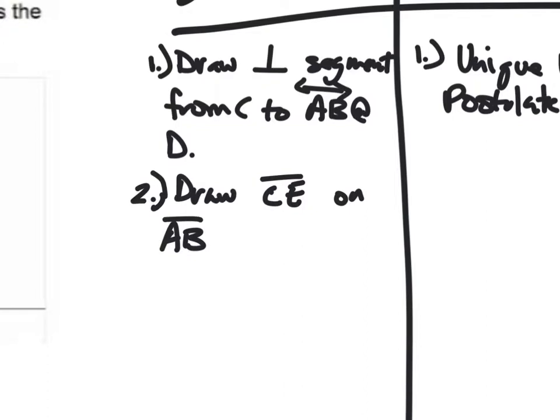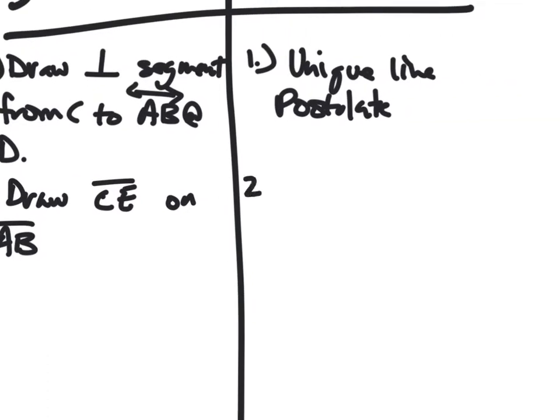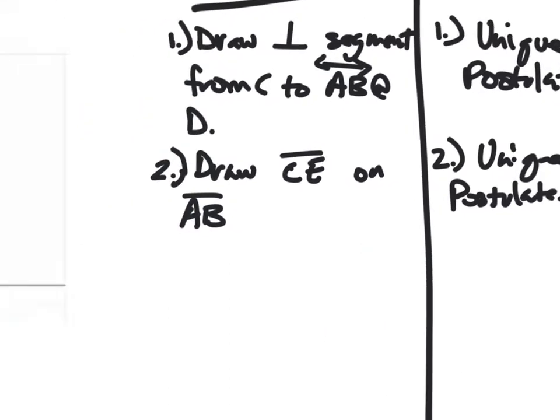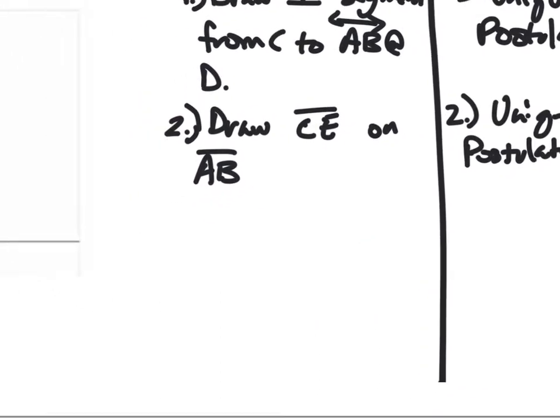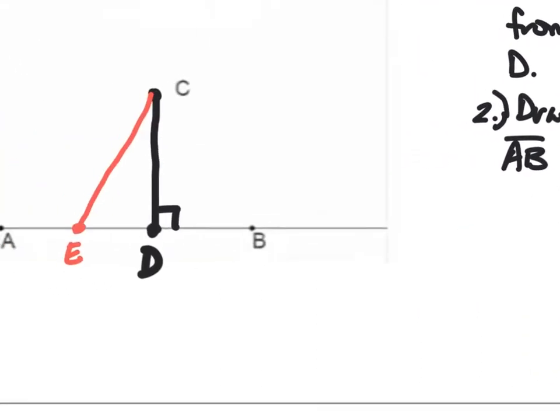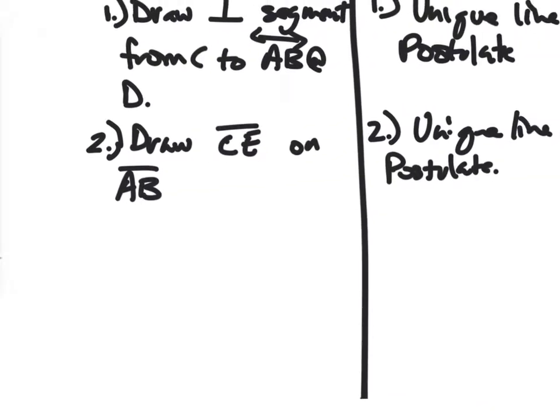Again, what I'm doing is just creating things. So I'm going to call this the unique line postulate. Then I can say, what do I have here? If I have a perpendicular line and then another segment, what I have is a right triangle. So I can say that triangle CED is a right triangle.